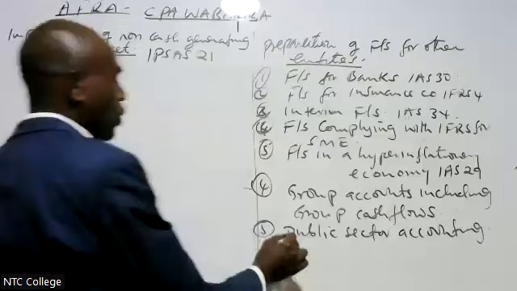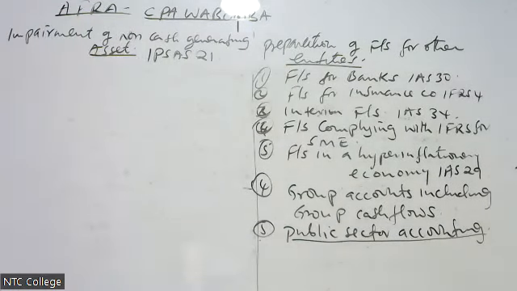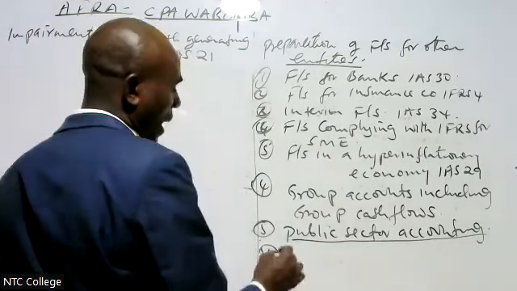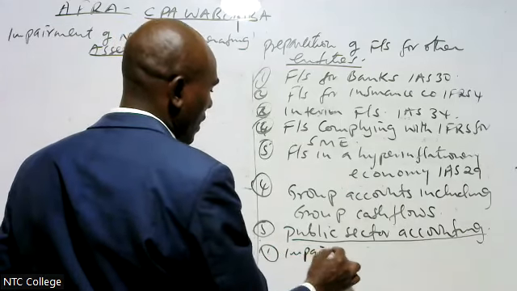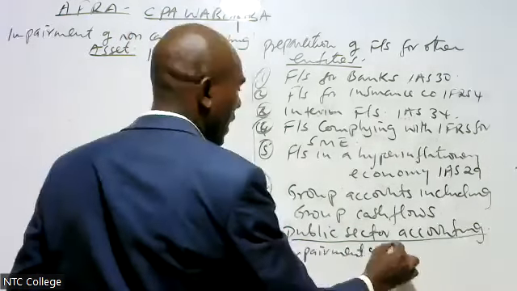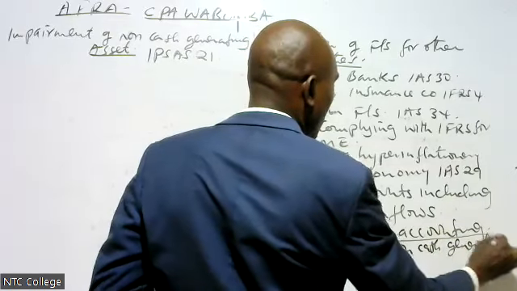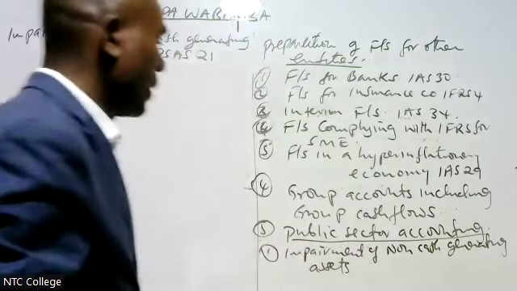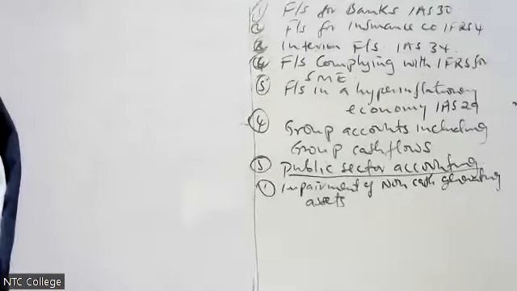Topic number 5 is public sector accounting. When we talk of public sector accounting, number one is impairment of non-cash generating assets. That is what we are writing here now.